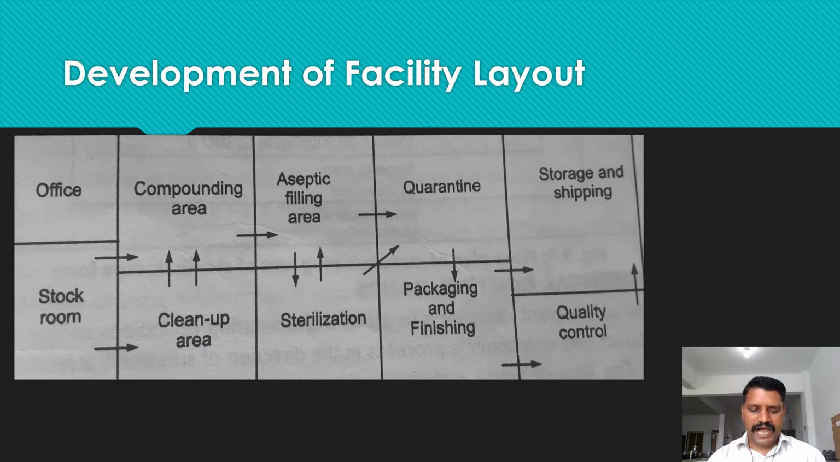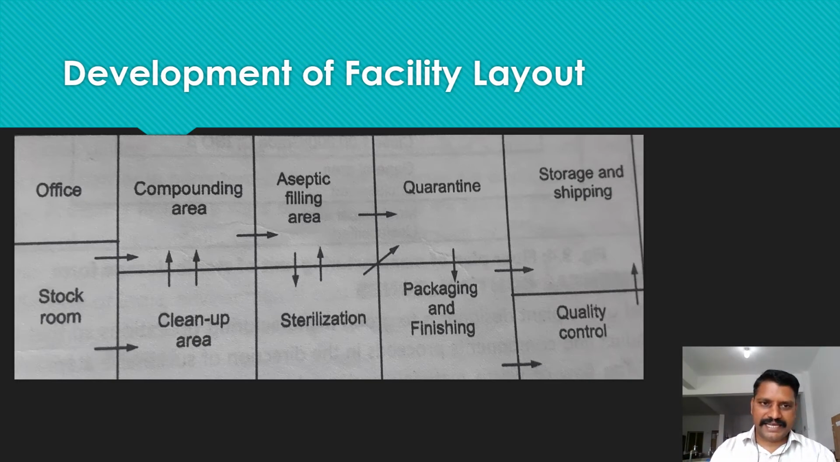The layout of the facility is developed to provide the proper material flow pattern, that is, the flow of material from one compartment to another compartment. Suppose the cleanup area and compounding area are two compartments. How will material flow from the cleanup area to the compounding area? This is important for proper facility layout. The designer utilizes a process diagram.